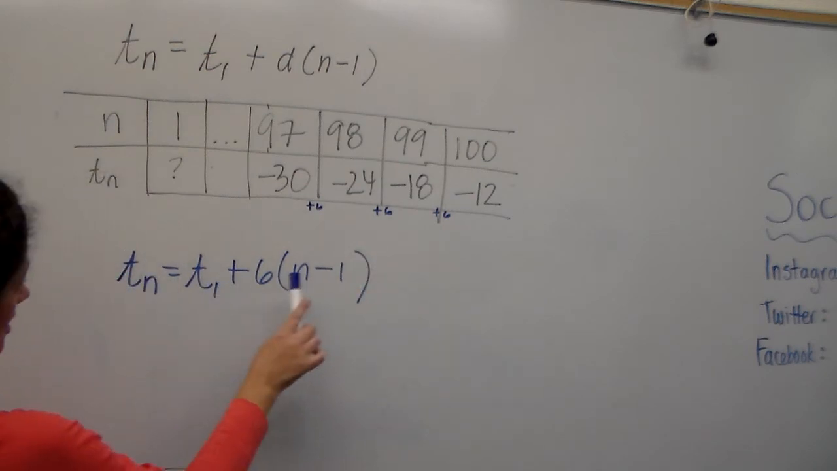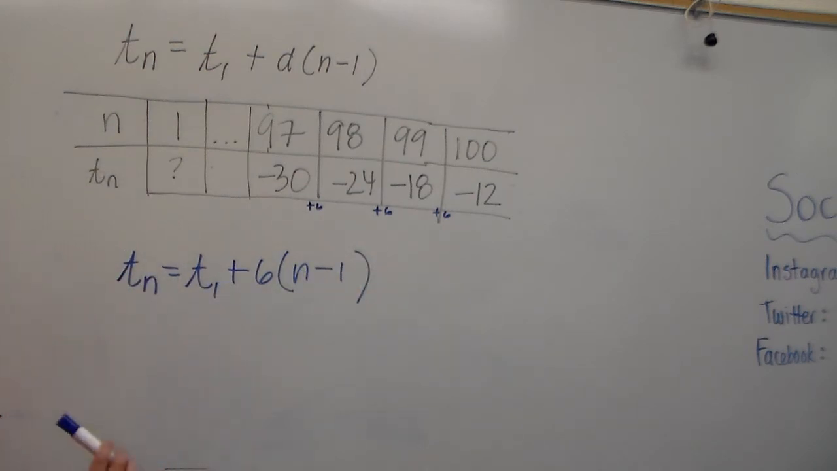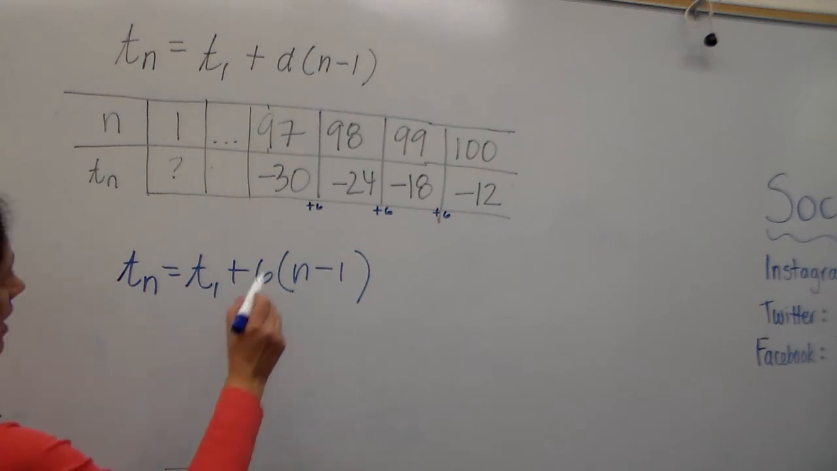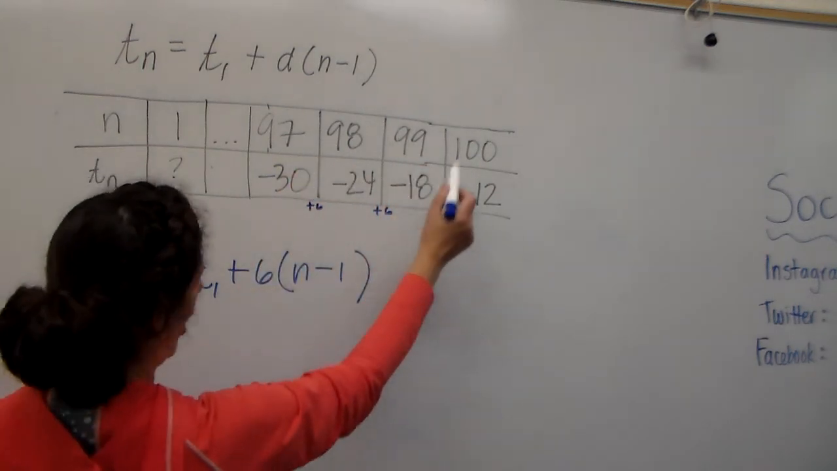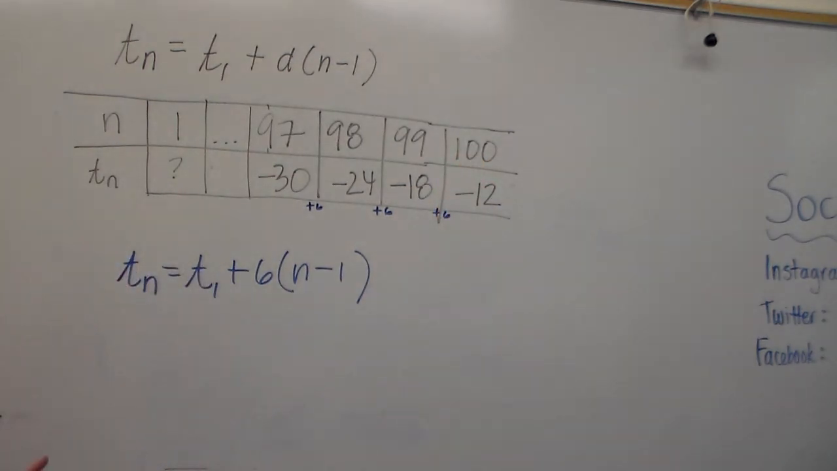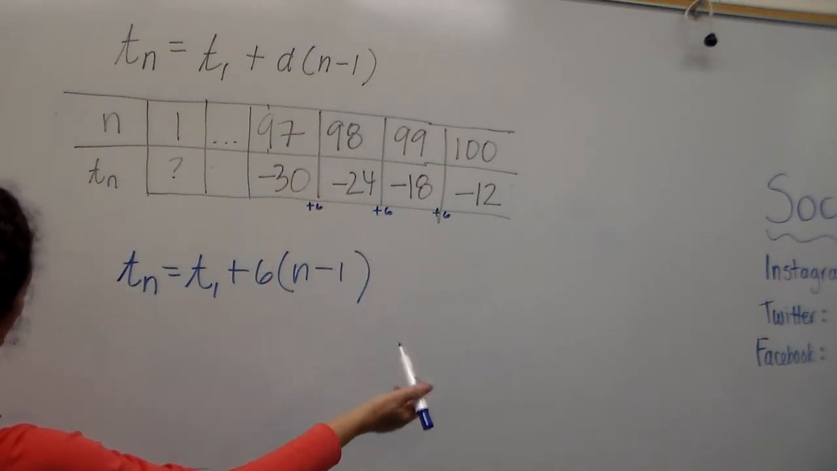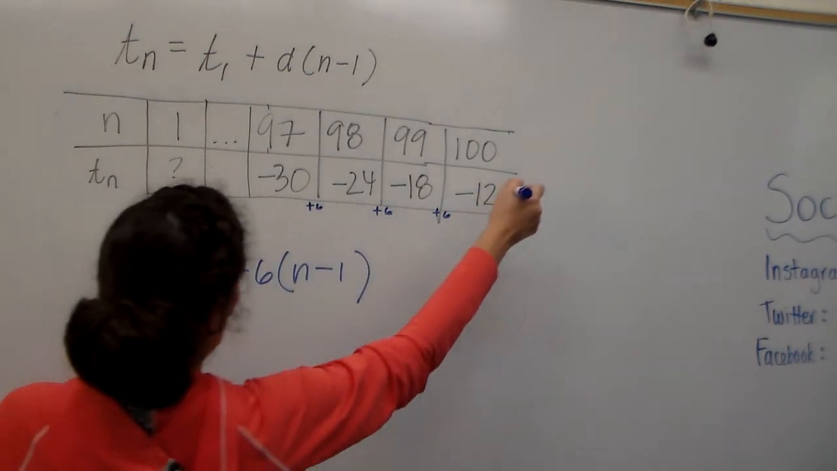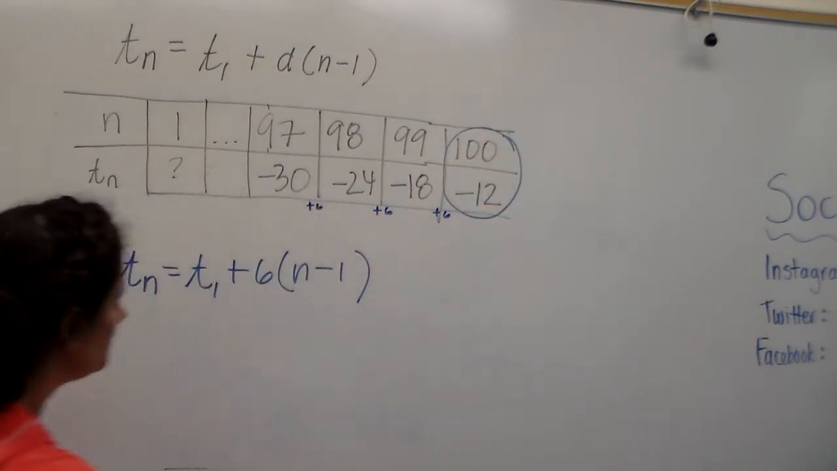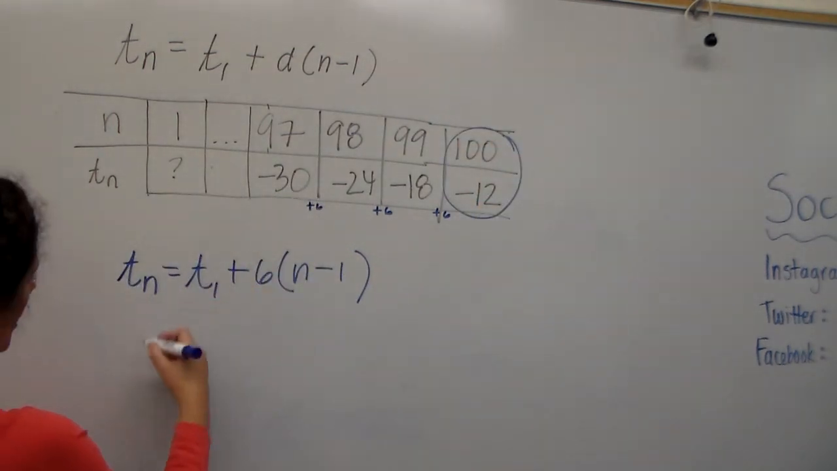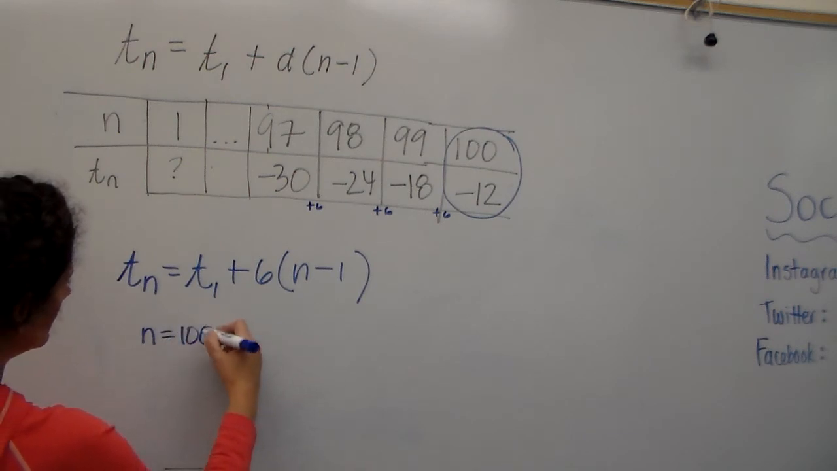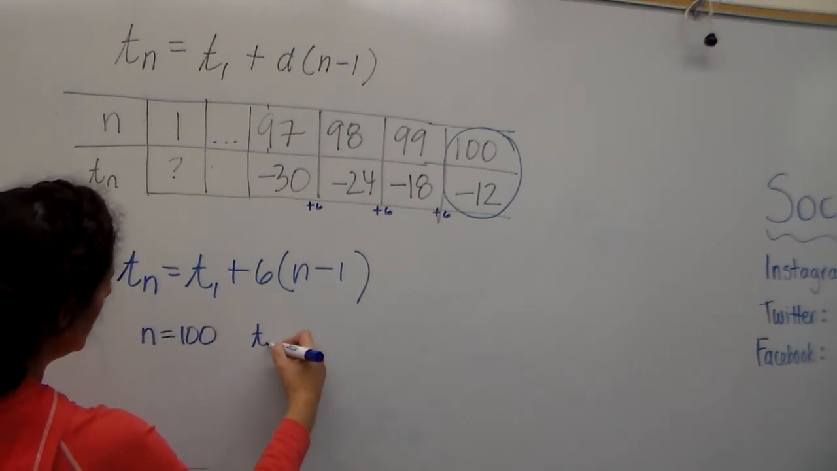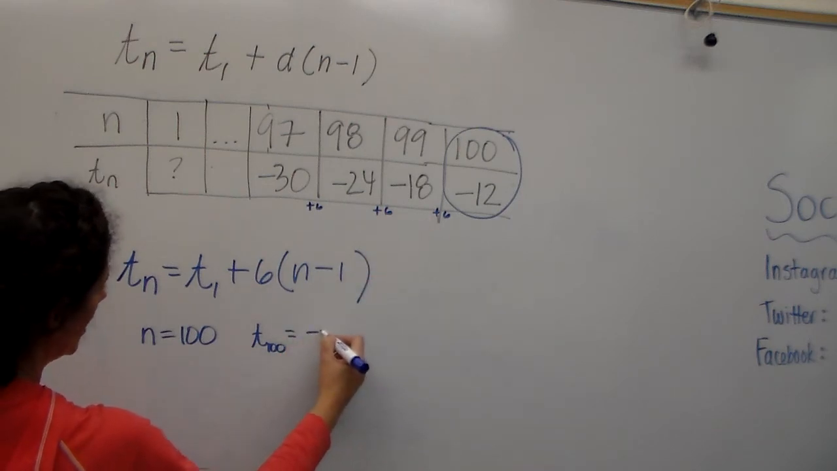We can't solve something that has 3 variables, so we need to fill in at least 2. So you're going to pick the least offensive pair of numbers to use. I would say 97 and negative 30 or 100 and negative 12. Neither of them is going to be really that ideal. So I'm going to pick 100 and negative 12. 100 is n, and t sub 100, the 100th term, is negative 12.